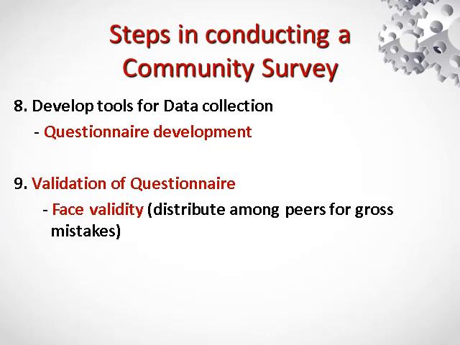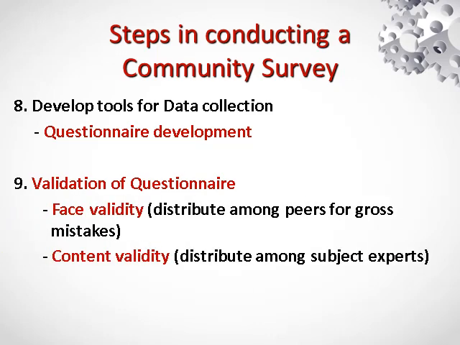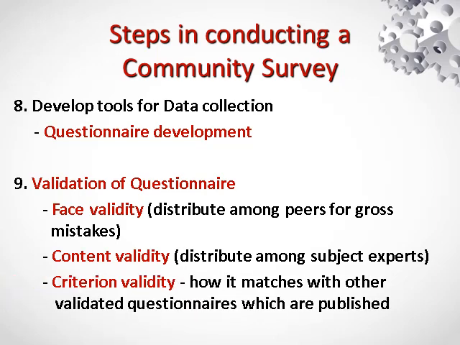Okay, there are three types of validity: face validity, content validity, and criterion validity. Face validity means distribute among peers or co-researchers for any gross mistakes. You just distribute your questionnaire. After preparing the questionnaire, you distribute among other students to look for gross mistakes. That is known as face validity.